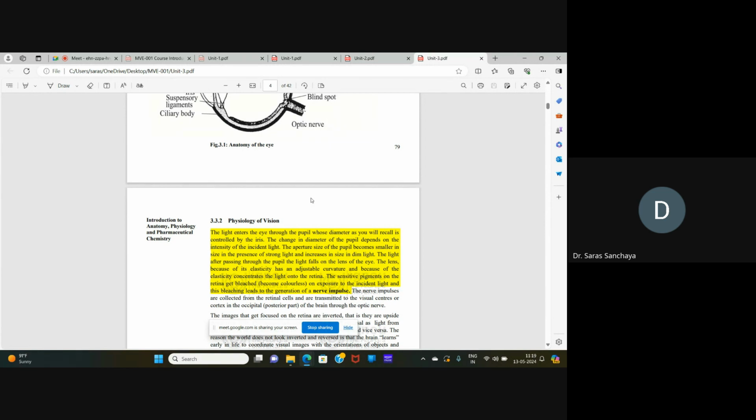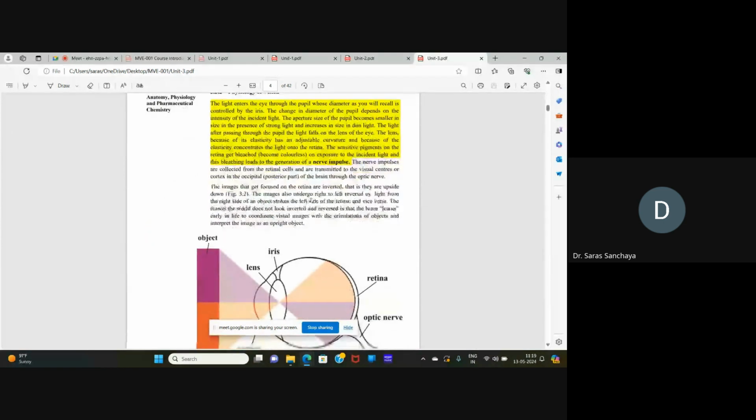The lens, because of its elasticity, has an adjustable curvature, and concentrates the light onto the retina. The sensitive pigments on the retina get bleached, becoming colorless on exposure to incident light, and this bleaching leads to the generation of a nerve impulse.